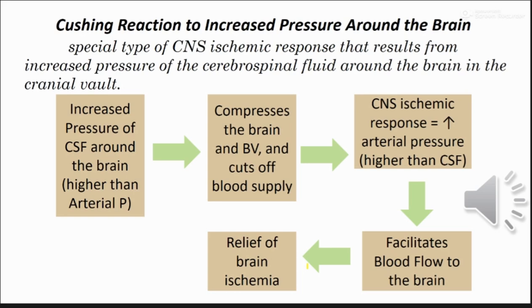So what will happen is the arterial pressure will increase higher than the CSF. Okay, so that there is more blood flow to the brain and, again, our brain ischemia is relieved. So again, what increases there is the arterial pressure. So there, that is its new equilibrium. Its BP has increased. So, the Cushing reaction helps protect vital centers of the brain from loss of nutrition if the CSF pressure ever rises high enough to compress the cerebral arteries. So, that is our defense against increased CSF pressure.